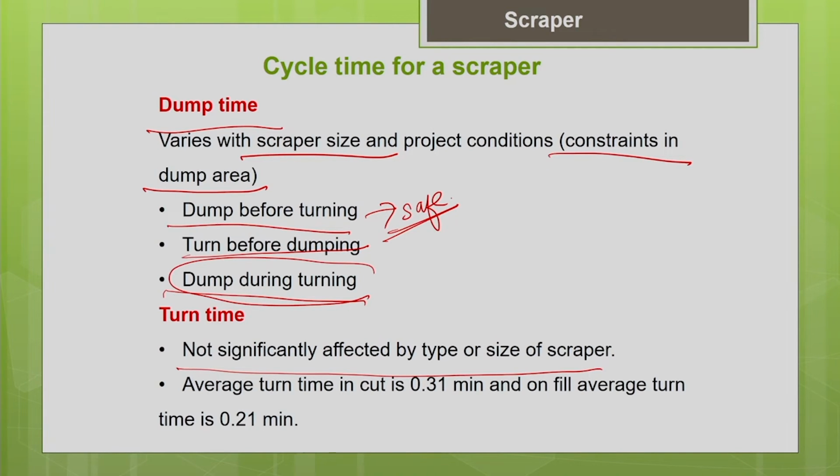So, you can see that the average turn time in the cut is 0.31 minute, but on the fill the average turn time is 0.21 minute. So, slightly the turn time in the cut is greater. Based on studies, researchers have determined these values. We can make use of these values for our estimation of the cycle time and the productivity of the scraper.